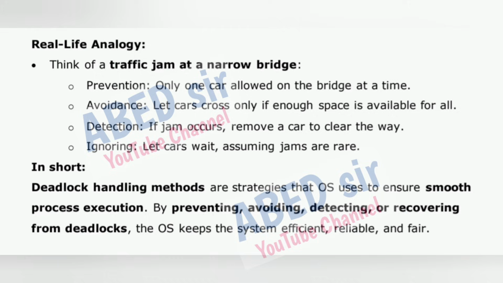Real-life analogy. Think of a traffic jam at a narrow bridge. Prevention, only one car allowed on the bridge at a time. Avoidance, let cars cross only if enough space is available for all. Detection, if jam occurs, remove a car to clear the way. Ignoring, let cars wait, assuming jams are rare.